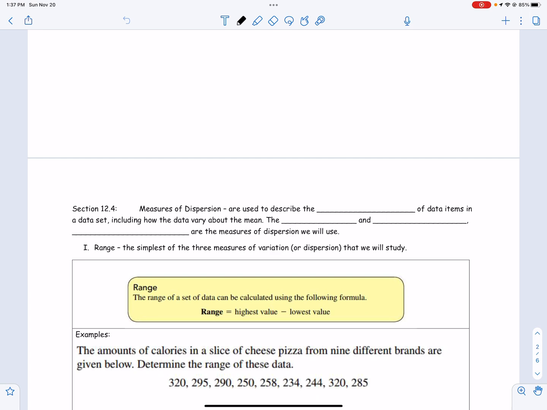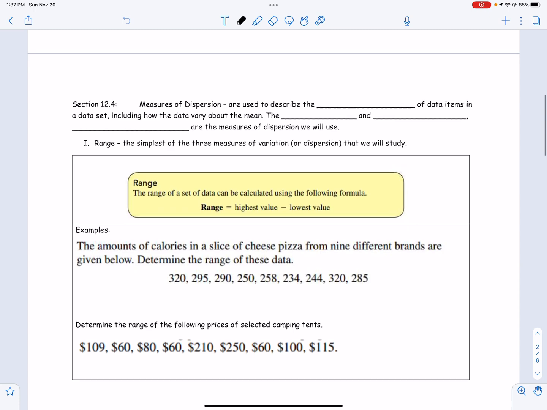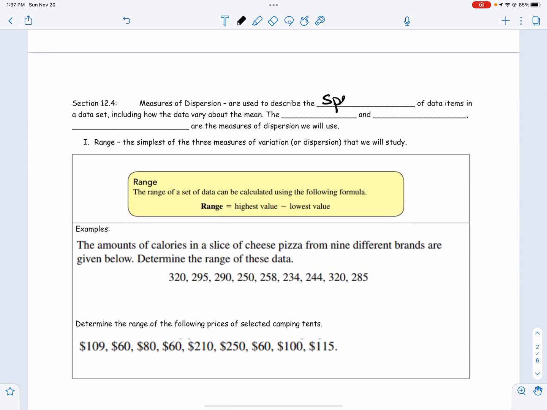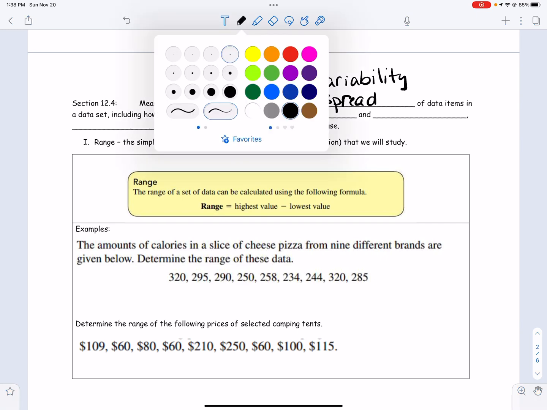So we've got a few definitions that we have to write in here. This is used to describe the spread or variability of your data points, okay? And so they're all going to be varying around that middle point or the mean that we're going to be looking at. So we have three different types of measures that we're going to use.